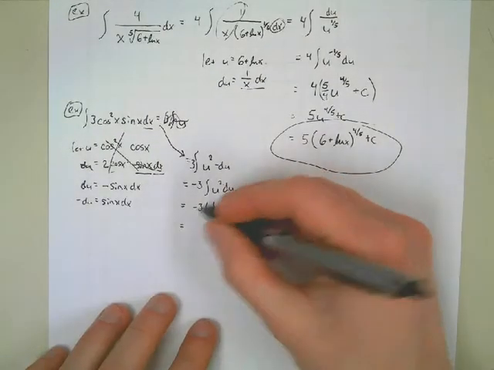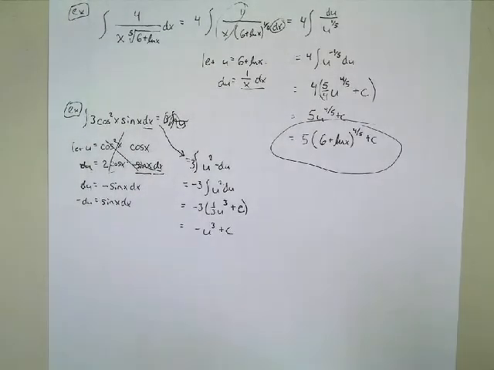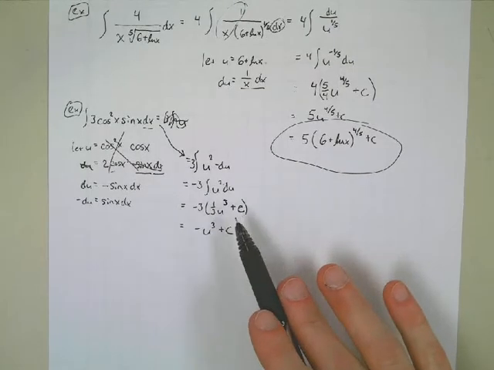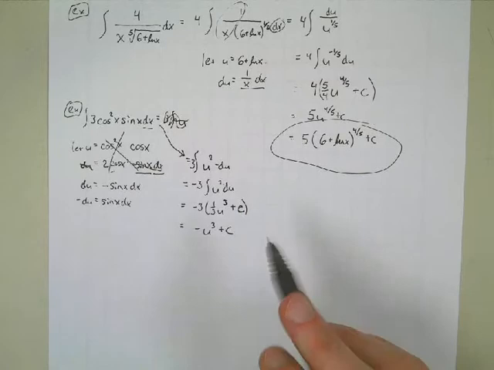Distribute the 3, and we get negative u cubed plus c. Again, even though this is a negative 3 that we're distributing to that c, the c just kind of absorbs it, okay? If you want to make it negative u cubed minus c, that's okay, but plus c is also all right.